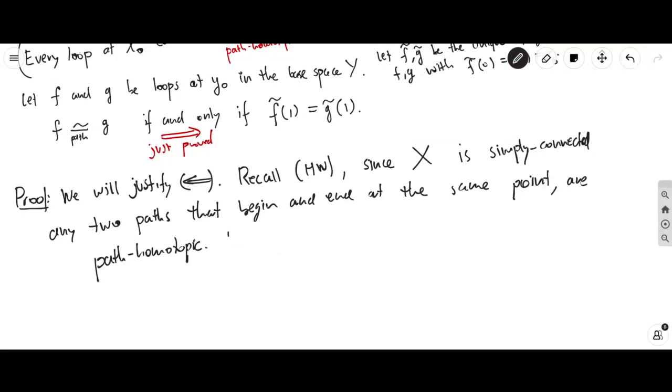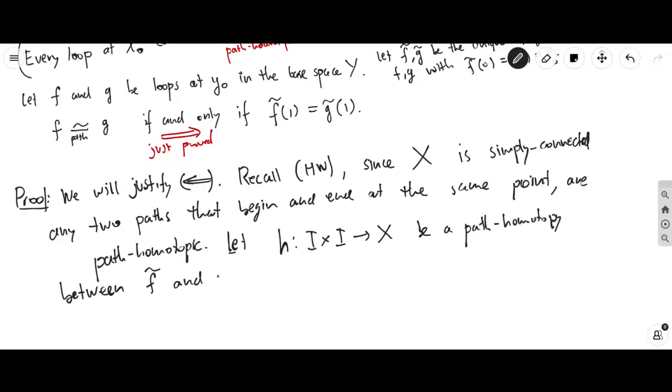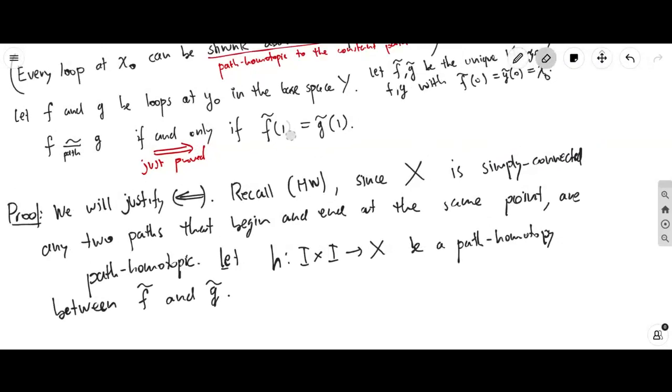And so let H be a path homotopy between F tilde and G tilde. Now you can do that precisely. Look, it's precisely because of this assumption.